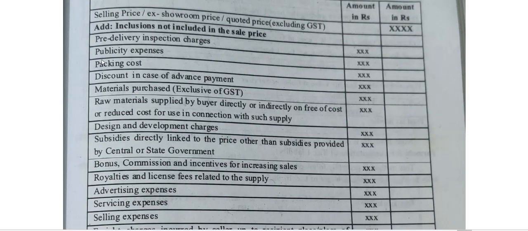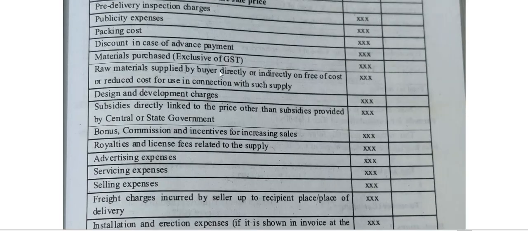Then there are various amounts or expenses that you incur with regards to sales which are not usually added. So if they are not included, we have to include them. Which are those? Pre-delivery inspection charges, publicity expenses, packing cost, discount in case of advance payment, materials purchased. Please remember, never take any tax except basic customs duty, that is when you import. In any other case, you should not take any kind of tax. Even in case of import, only basic customs duty will be taken into account and others will not be. Okay, materials purchased exclusive of GST, add them.